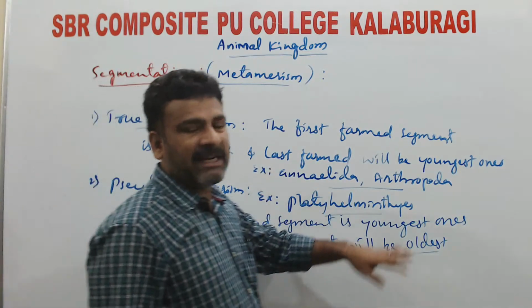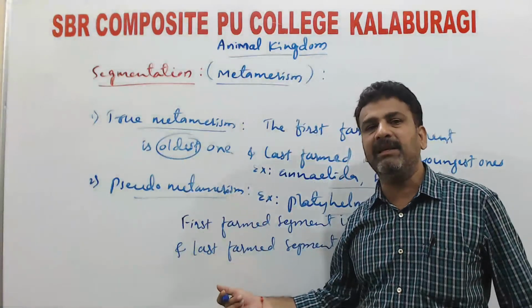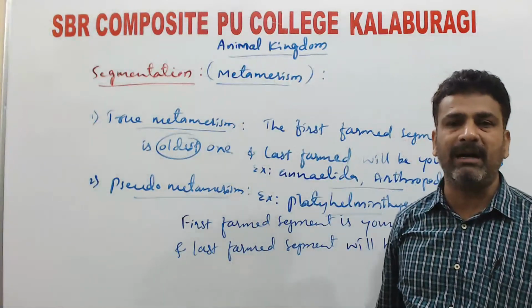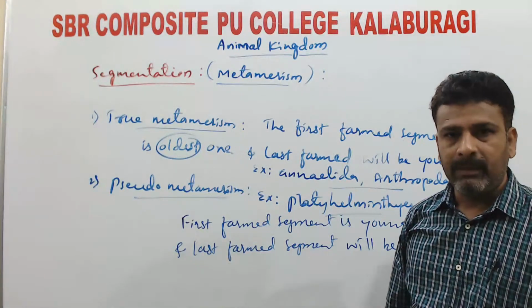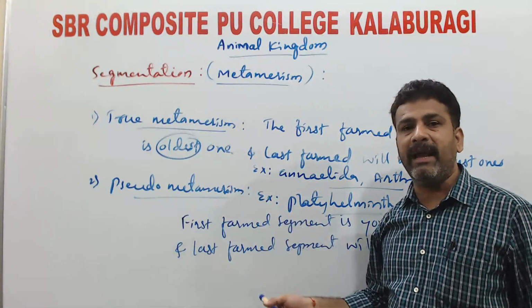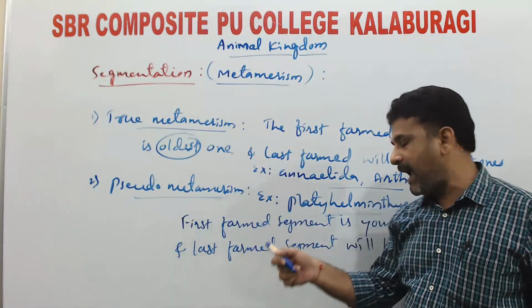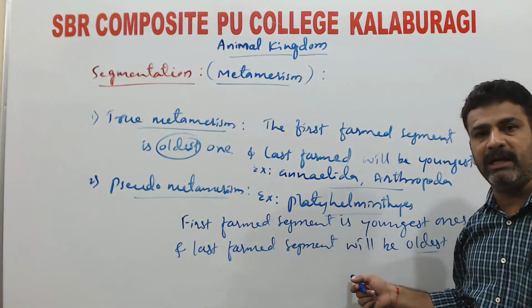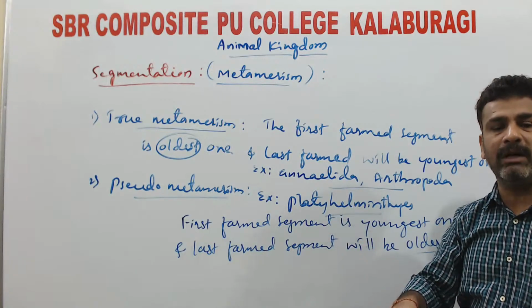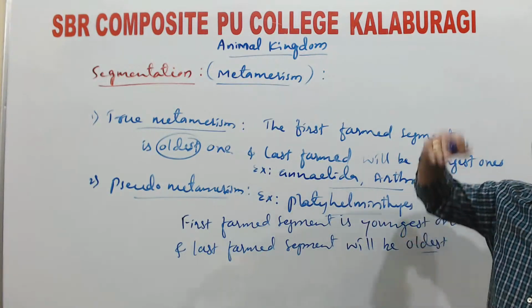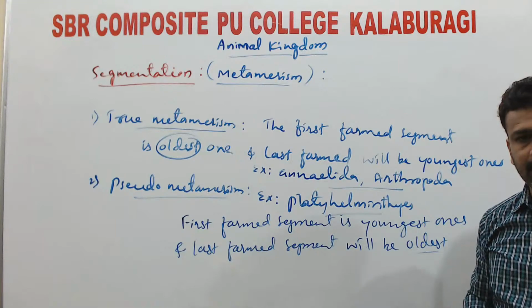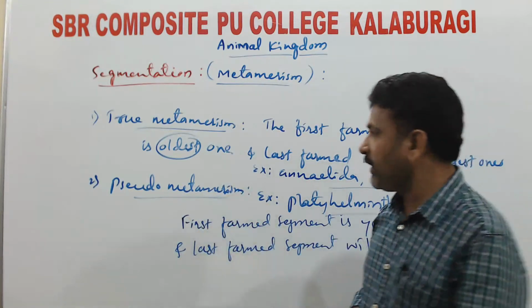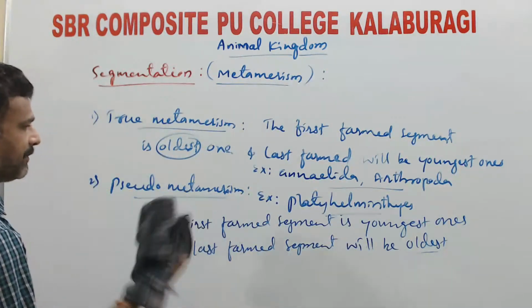Now, whatever the first segment is found in the platyhelminthes individuals, it is the youngest one and it is present towards the anterior most part of the body. And whatever the last formed segment will be there, instead of being youngest, it becomes the oldest segment. So the last formed segment will be the oldest one, the first formed segment will be the youngest one, and the youngest segment is present towards the anterior surface of the body. So that is called pseudo metabolism, false metabolism.